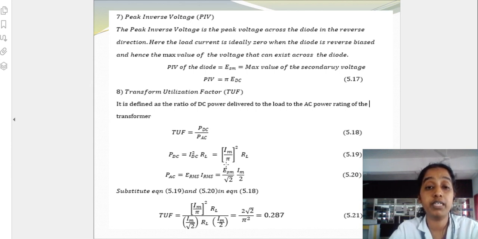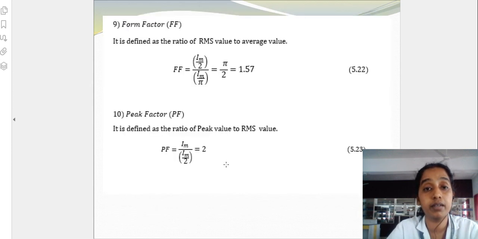Next we need to find the transformer utilization factor. It is the ratio between DC power and AC power. Here the DC power is I DC square RL. Similarly, for finding the RMS value of voltage, we need to divide the value by root 2 or multiply it by 0.707. So the transformer utilization factor is 0.287.